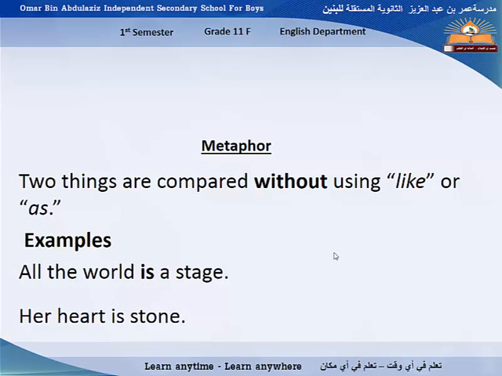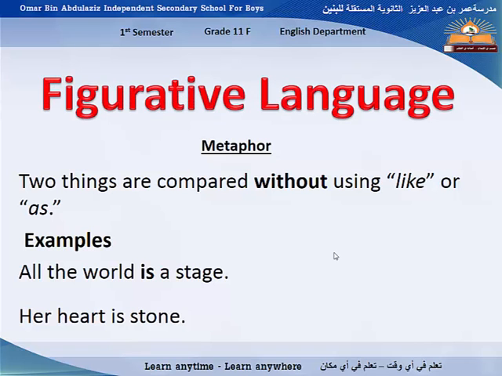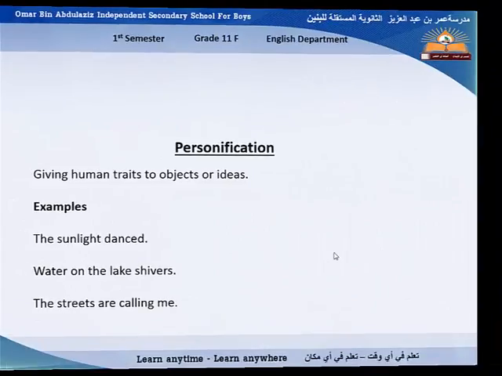Also, metaphor. Metaphor is the same way, but without using like or as to compare things. If you said Ali is a sword, all the world is a stage, her heart is a stone. So you compare two things here, but you didn't use like or as in the sentence. It's called metaphor.